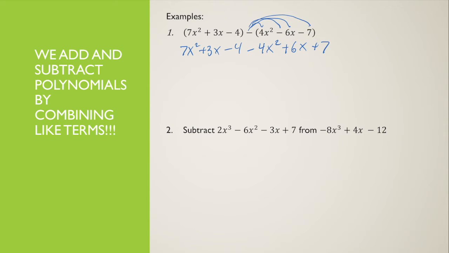If I have 7x squared minus 4x squared, that gives me 3x squared. If I have 3x plus 6x, that gives me a positive 9x. If I have negative 4 plus 7, that gives me a positive 3.